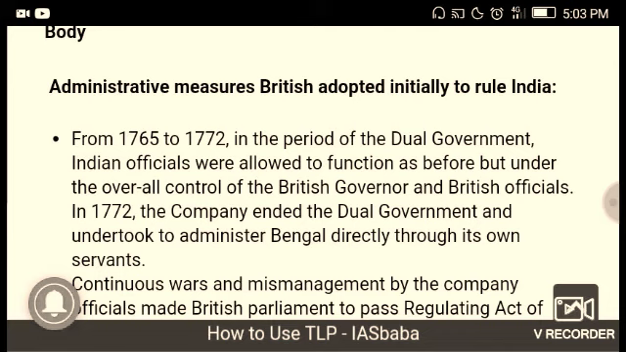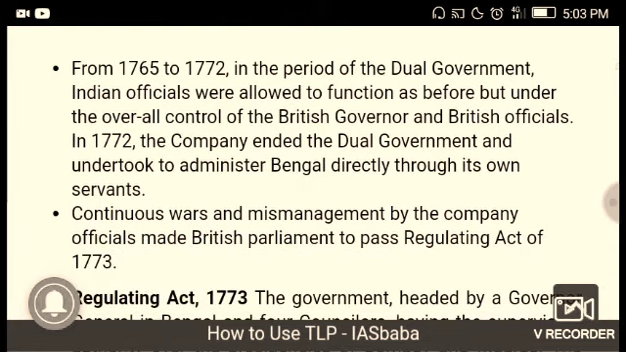Body. Administrative measures British adopted initially to rule India, from 1765 to 1772. In the period of the dual government, Indian officials were allowed to function as before, but under the overall control of the British governor and British officials. In 1772, the company ended the dual government and undertook to administer Bengal directly through its own servants.